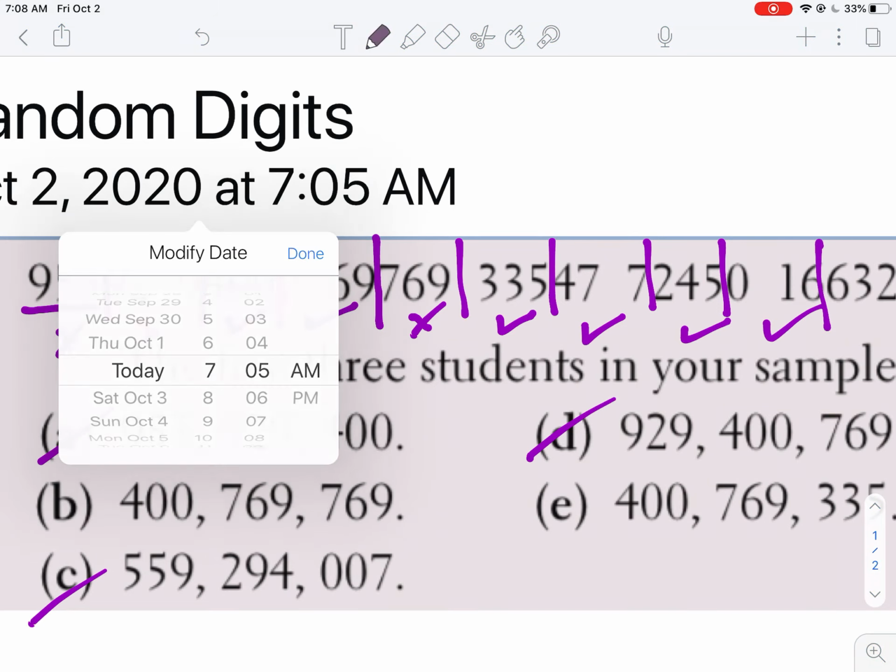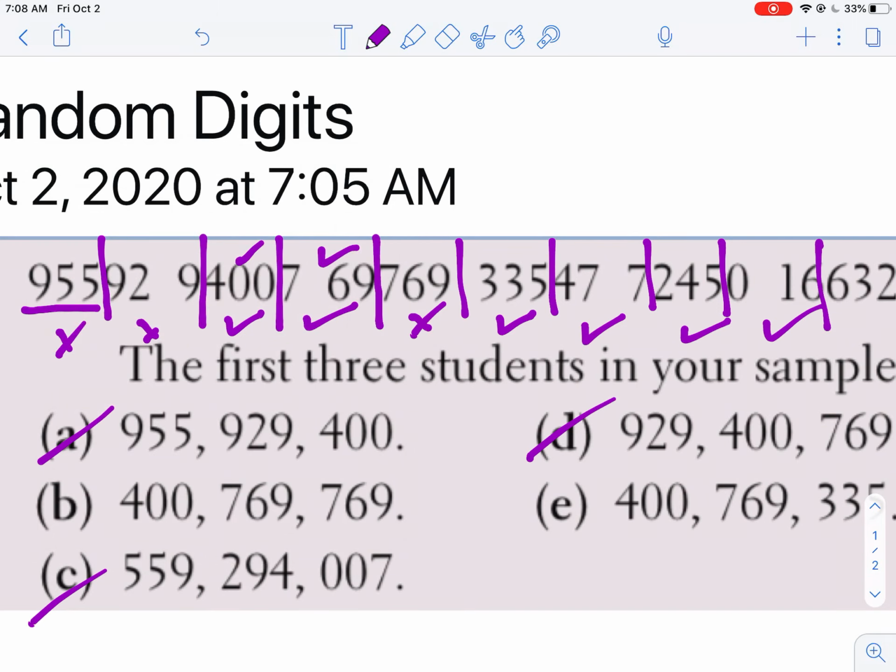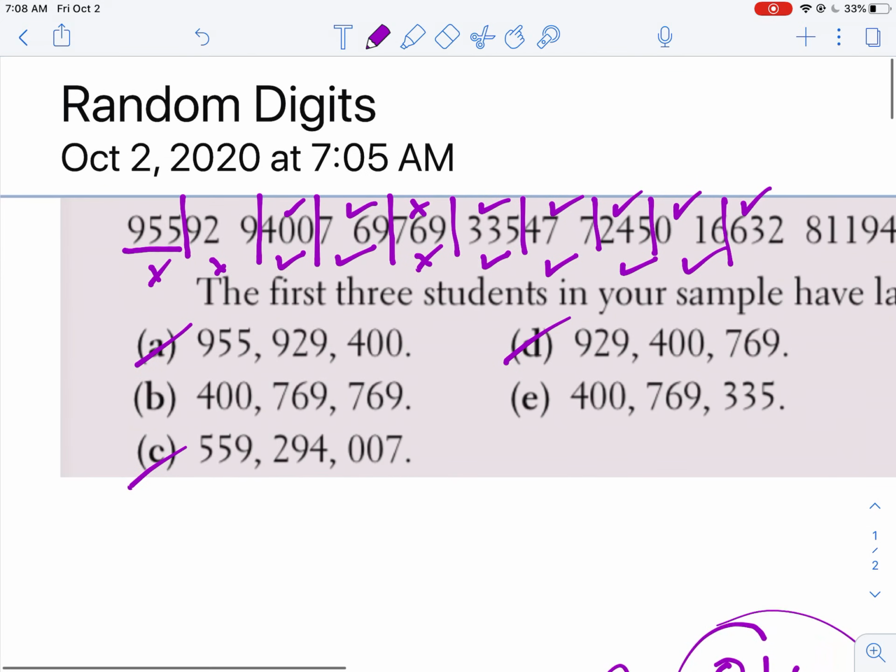So you'd be using the person who is number 400 here. 769, again, you don't go back to them, you skip it. Then you use person 335, person 477, person 245, person 016, person 632, and so on. So if you go back down here, the only choice you have that matches these options, 400, 769, and 335, would be E. You definitely don't want to go with B because it repeats twice, and you don't want to use repeating values. Like when you use a random number generator, as we always say, if a number comes up twice, we only use it once.